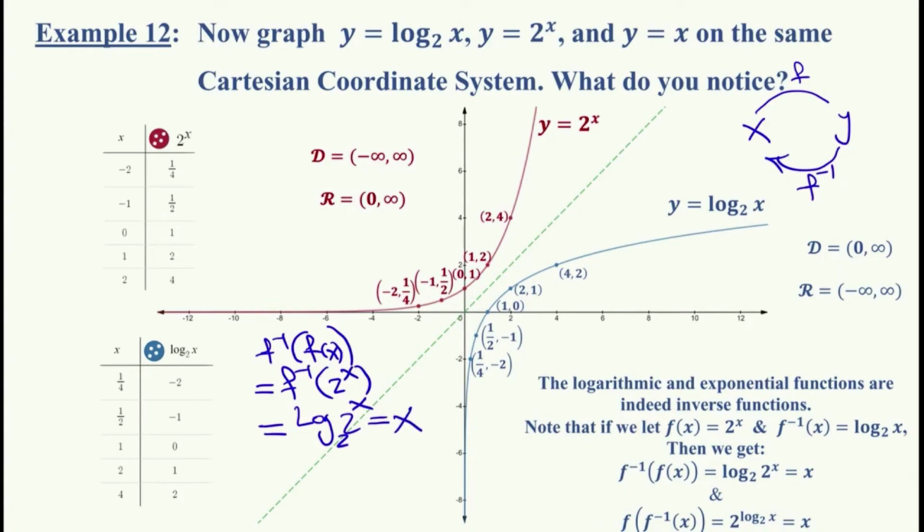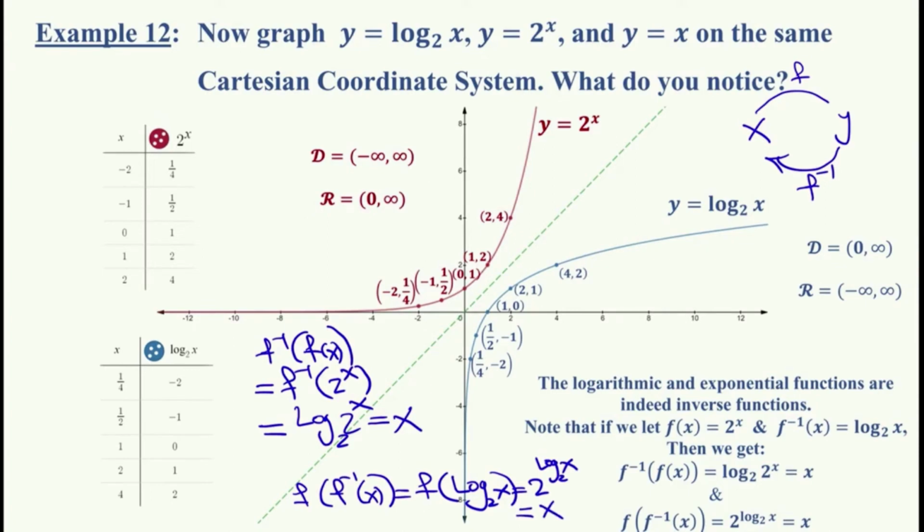Or if you go the other way around, you have f of f inverse of x. That means f of, okay, what is f inverse of x? Log base 2 of x. Now apply the action of f. What does f do? You feed f something, it raises 2 to the power of that something. So it's going to do the same with this input. So it's going to take 2 and raise it to the power of log base 2 of x. Recognize this from the previous screen, that's also just x.